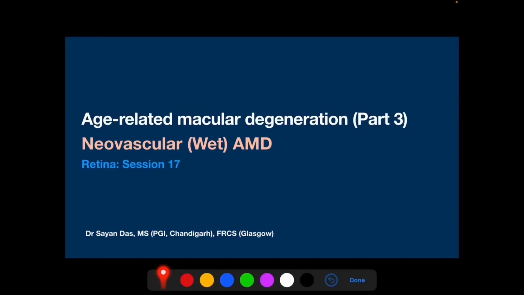Welcome. In the previous session we discussed non-neovascular or dry AMD, and in this session we will be discussing neovascular or wet AMD. We will be discussing anti-VEGF trials in neovascular AMD in the next session.